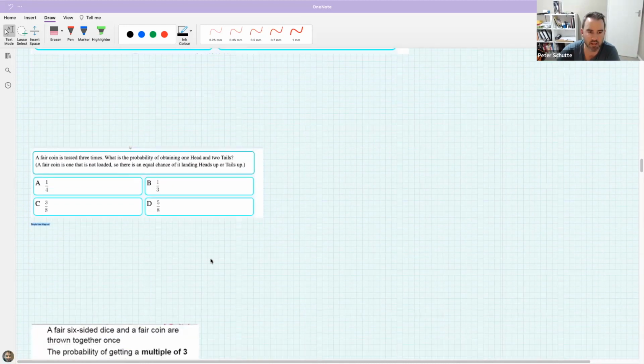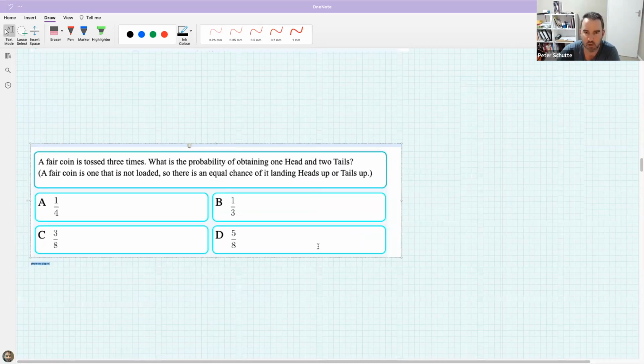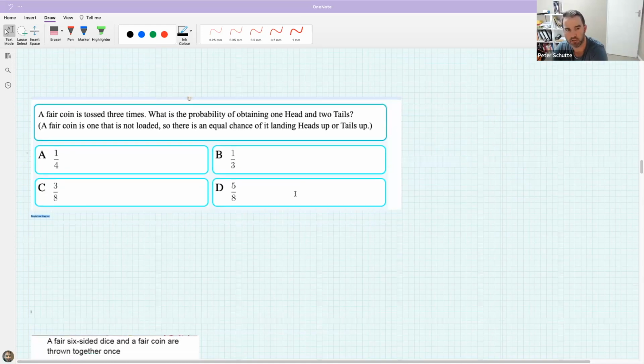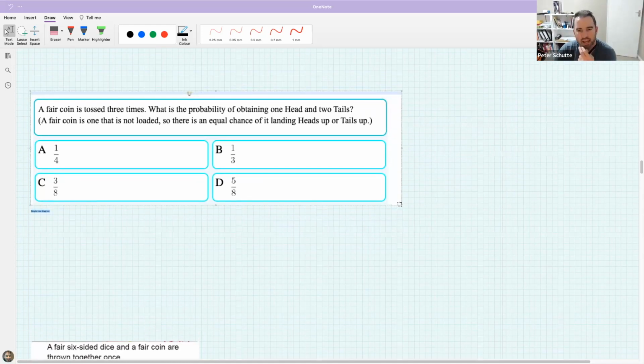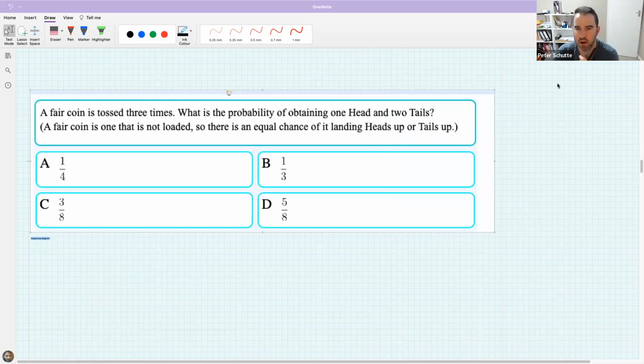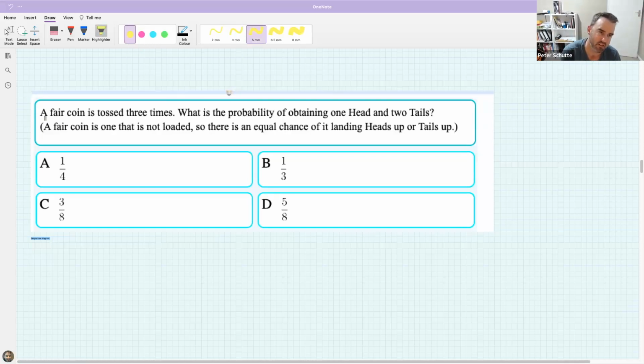Let's do another type of question here. Now, before I start, I would love somebody to try and explain. You can put your hand up or you can put it in the chat. Why is this question different to the previous one? Because now this question is about tossing a coin 3 times. What makes this different or more difficult compared to the ones we've done so far today?